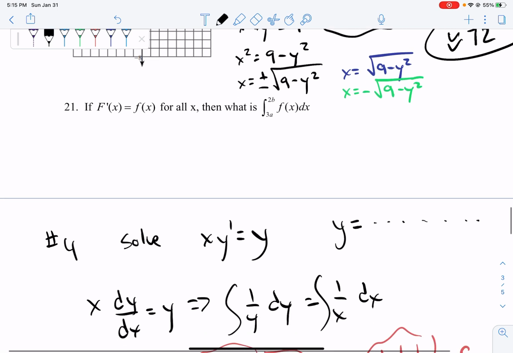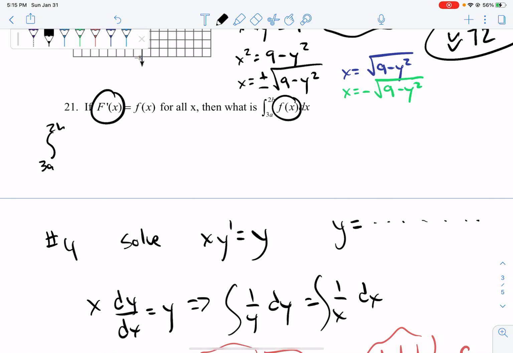Okay, number 21. To end off on something that we can breathe. If big F prime of x equals little f of x for all of x, then what is the integral from 3a to 2b of f of x dx? Okay. I know that f of x is this right here. So I can rewrite this and say the integral from 3a to 2b of big F prime of x dx.